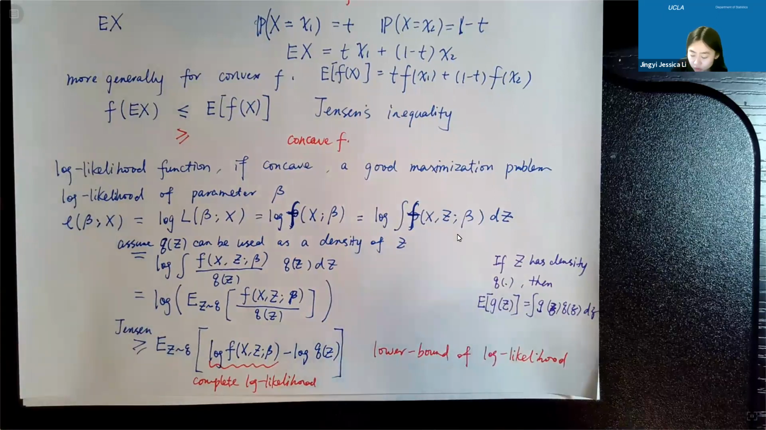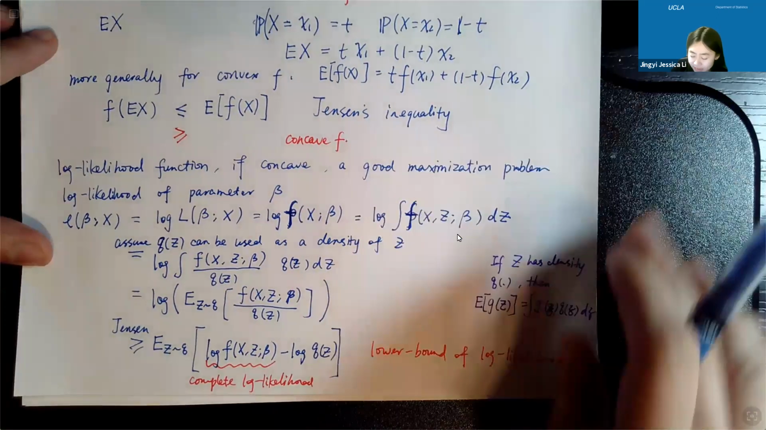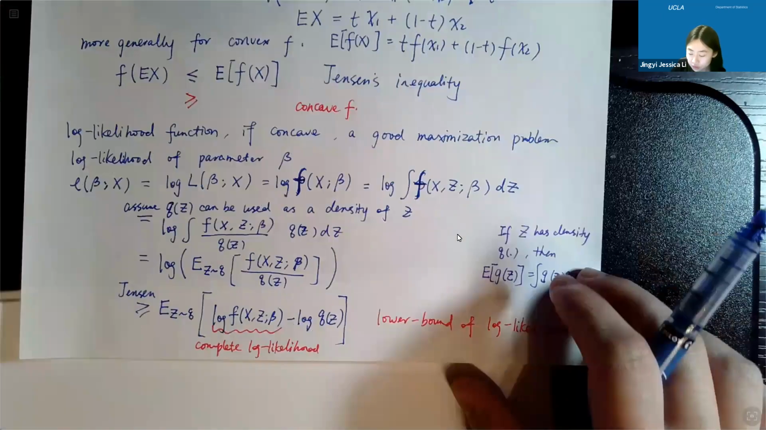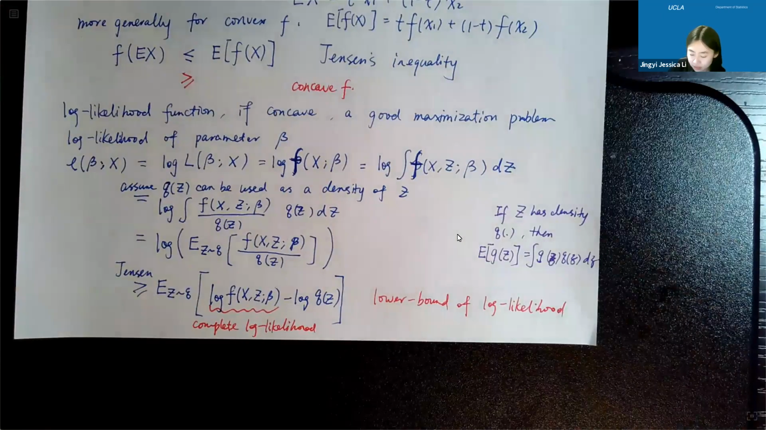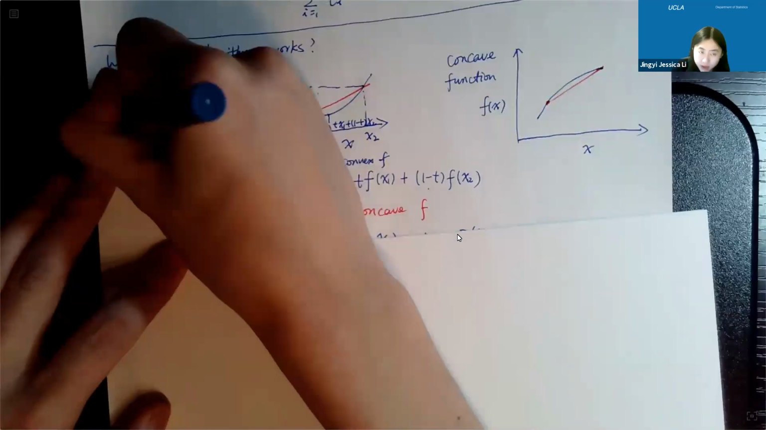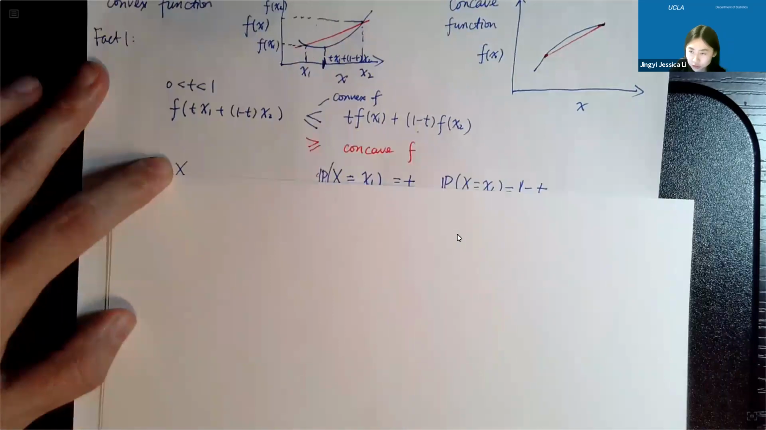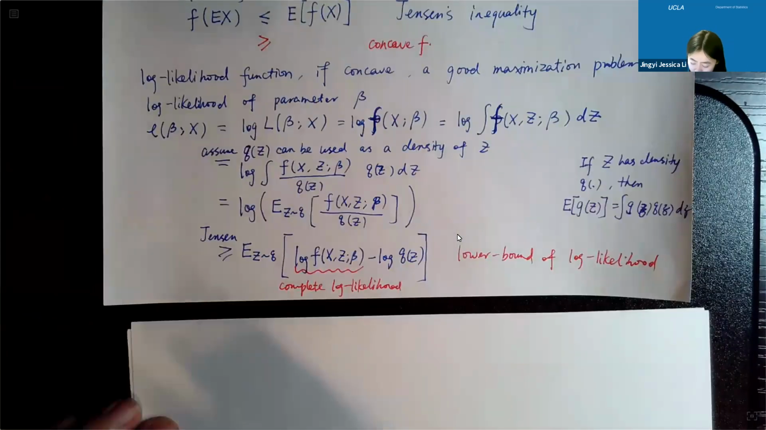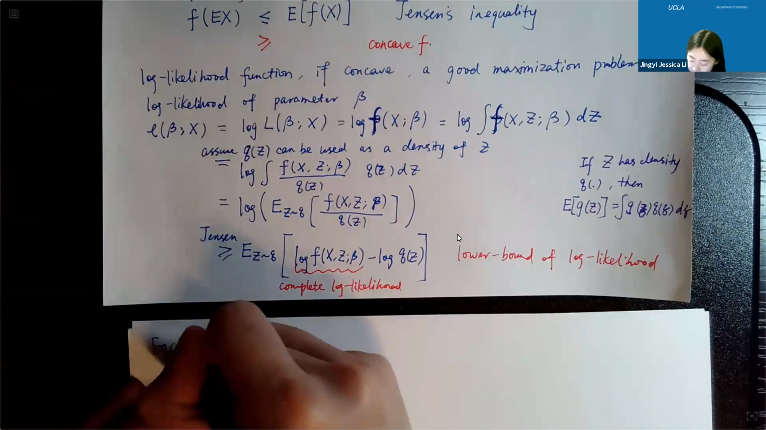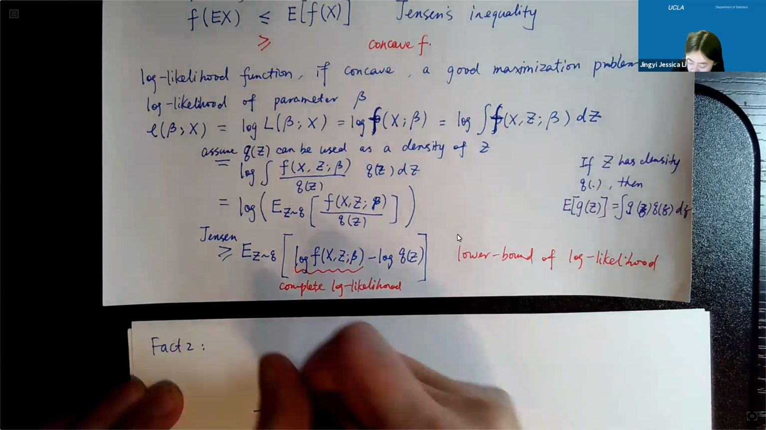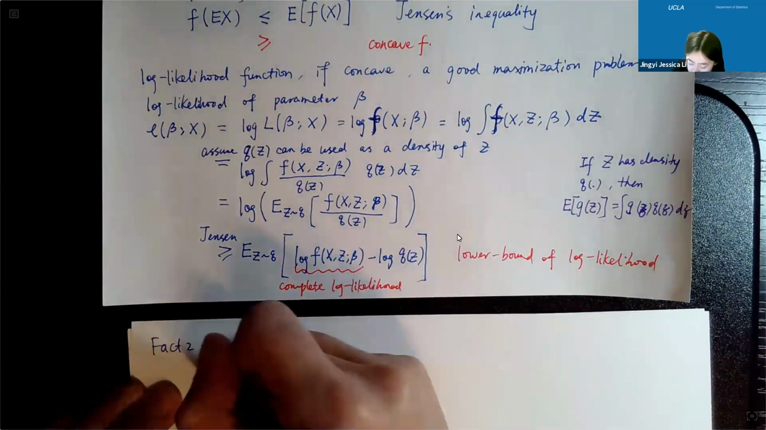The second important fact for the EM algorithm is a very important fact for optimization. So that is this fact. I will call this fact one: the convex function, concave function, and Jensen inequality. The fact two for optimization is this. Let me still use this graph of f(x).